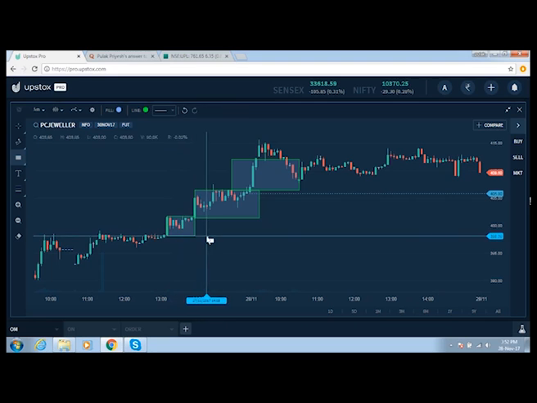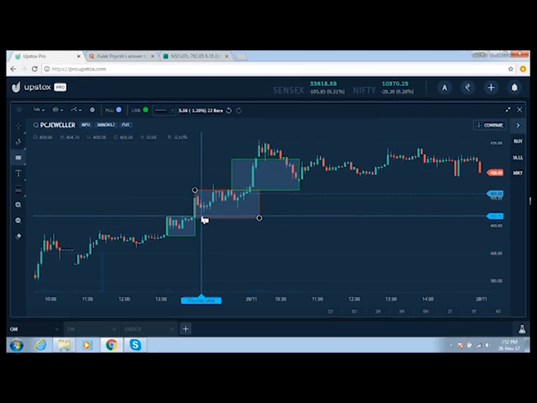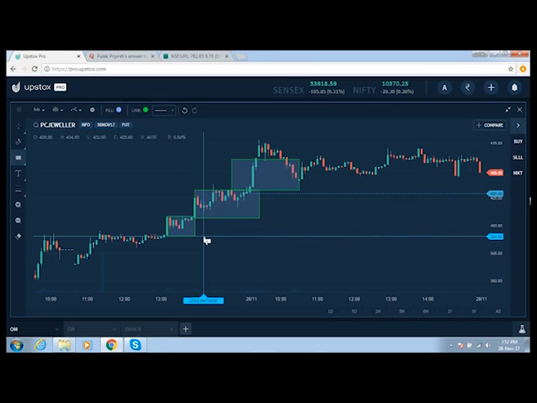See here, now you can see the resistance is 401.73, and here the support is 398. So let us calculate the difference between the resistance and the support. 401.73 minus 398 is 3.73.